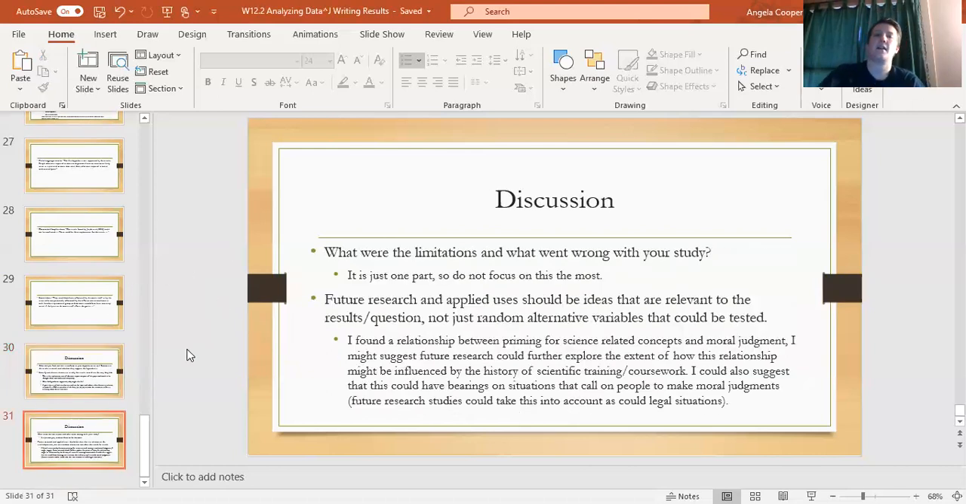Okay, and finally, again, what are the limitations in your study? Don't focus on your sample size. And also don't make this the bulk of your discussion section. You want that to be a paragraph or two. And finally, you want to discuss future research.